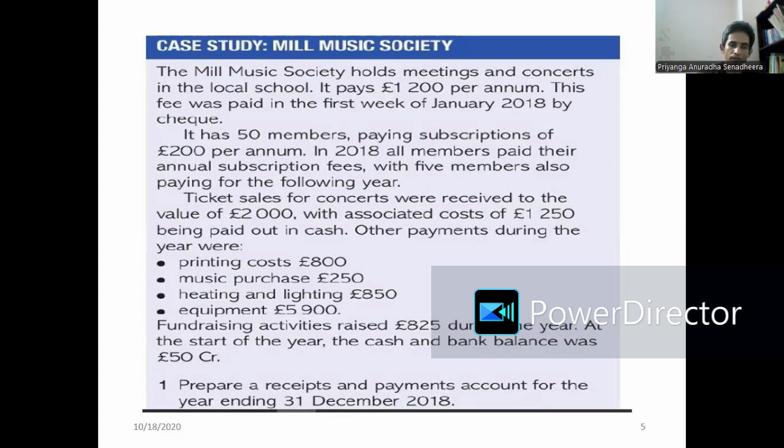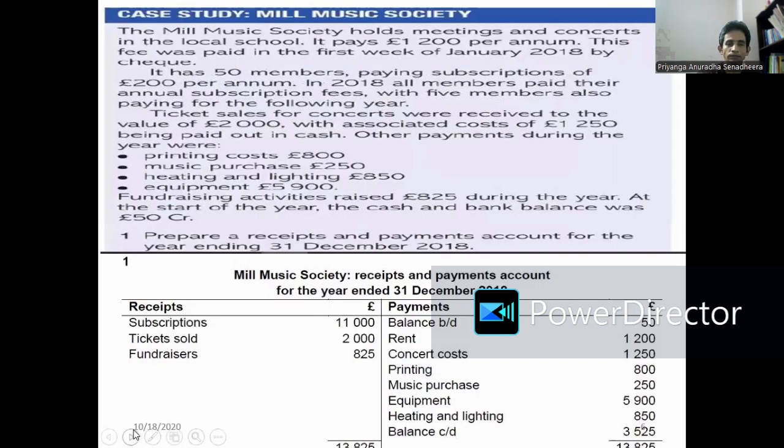Ticket sales for the concert were received to the value of £2,000, with the associated cost of 1,250 being paid out in cash, and other payments during the year given in this way: printing cost, music purchase, heating and lighting, and equipment. Fundraising activities raised 825 during the year. At the start of the year, the cash bank balance was 50 credit. So prepare the receipts and payment account for the year ended 31st December 2018.